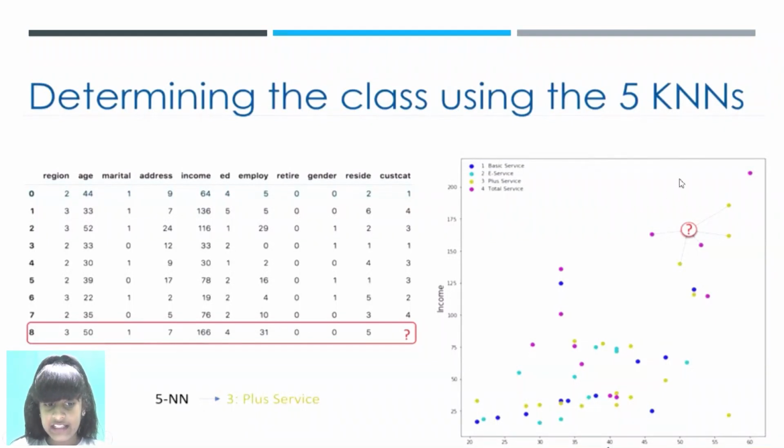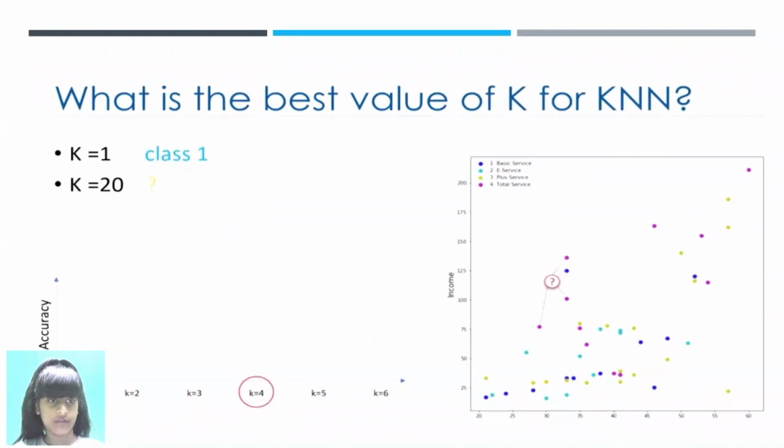We are going to calculate the distance again, and we can see we have 3 plus service and 2 total service. So here we're going to calculate it as plus service because we have more plus service than total service. So using 5 nearest neighbors, we get plus service. And what if the k value is 20? It's not going to be good for our model when we predict it. It's going to be only used to this particular data that we are using, and if we give any other data set, it's going to mostly predict it wrong.